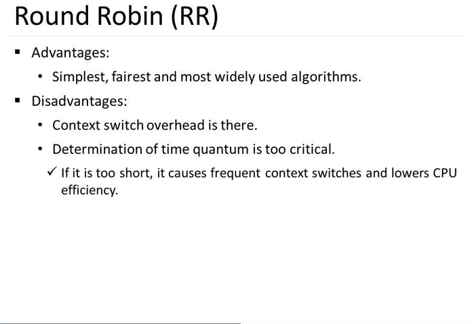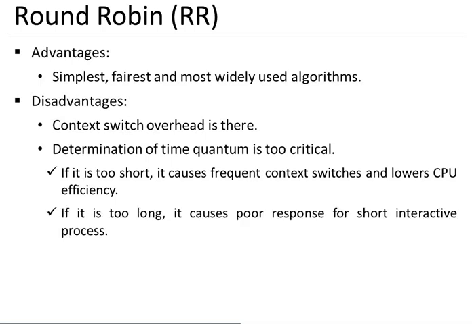If it is too short, it will cause frequent context switching and lower the CPU efficiency. If it is too long, it causes poor response for short interactive processes. So that's all about the round robin scheduling algorithm.